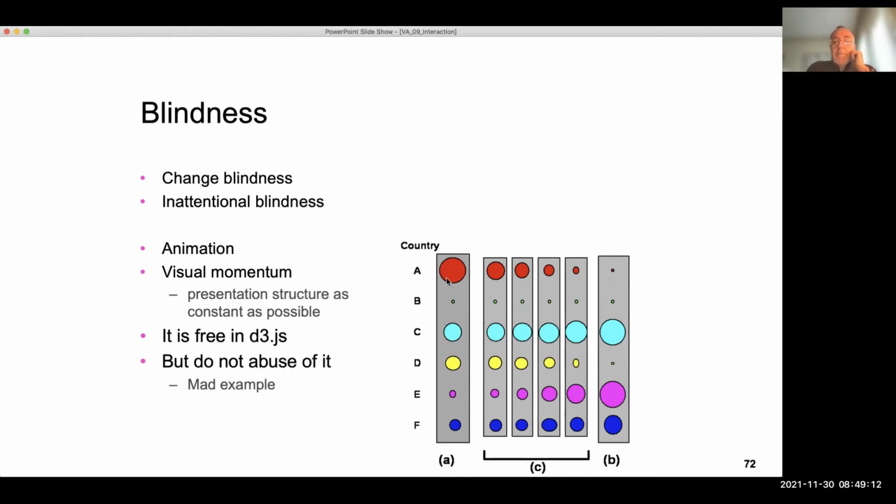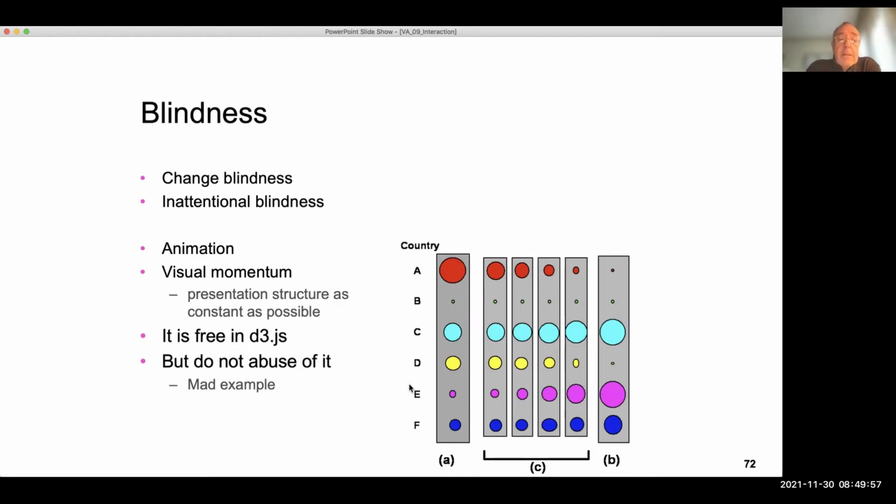Think of this situation: you are representing some values for different countries, A, B, C, D, or whatever, and the size of the circle represents some value. You do some calculation and you have a new result. It is a very good idea to present the user with an animation showing that A is decreasing, C is slightly increasing, D is decreasing as well, while E is increasing a lot. The animation will convey that in a very nice way.